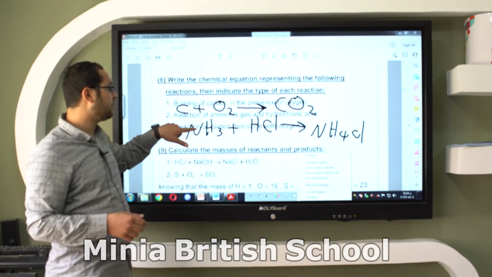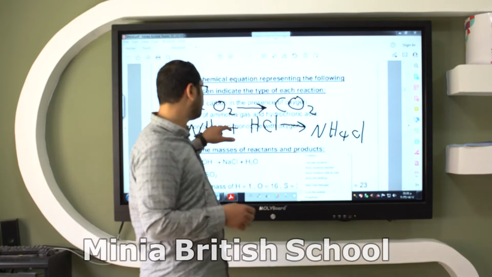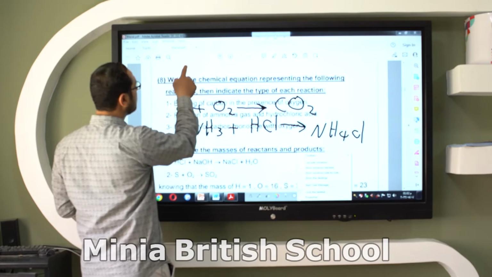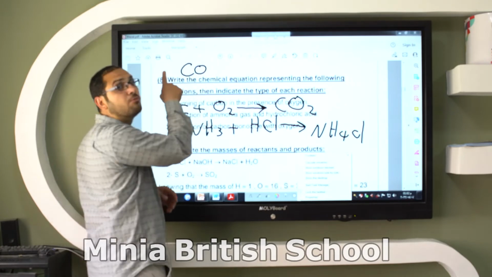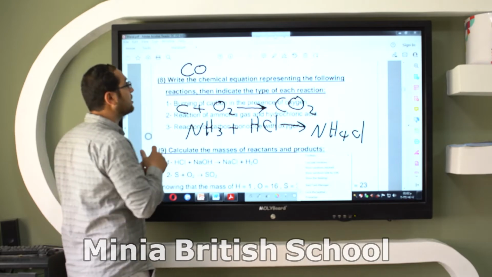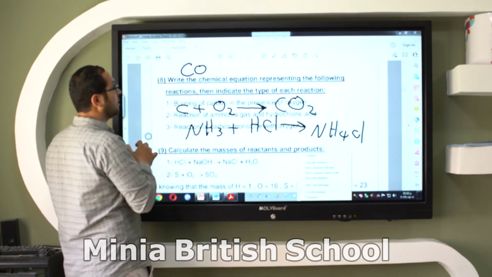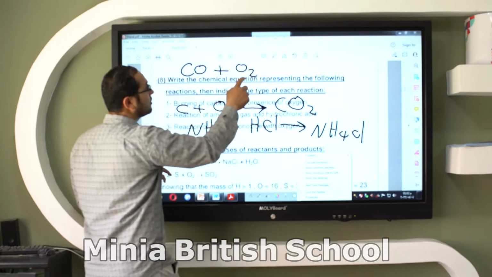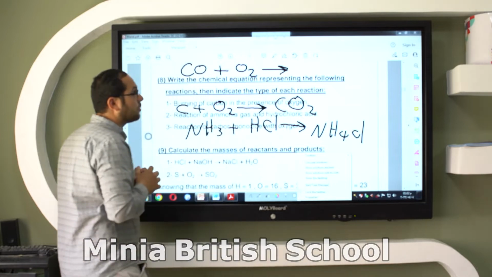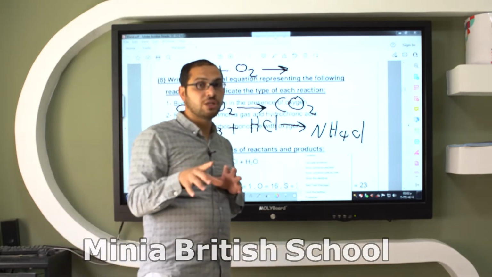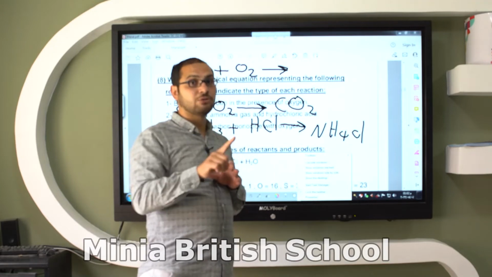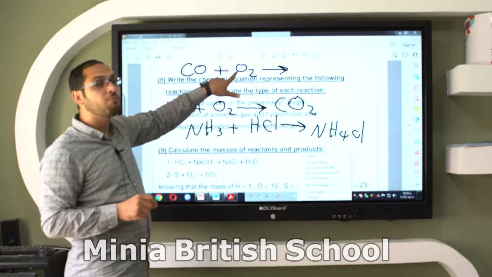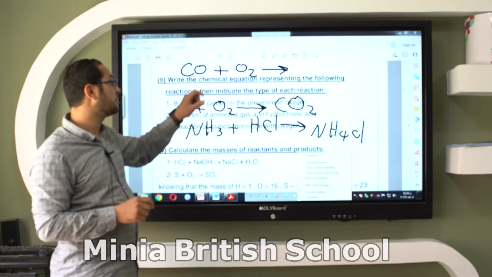Number 3, reaction of carbon monoxide and oxygen. Okay, this is the last equation. CO. This is the carbon monoxide, not dioxide, because we have only one oxygen. So the carbon monoxide reacts with oxygen gas. Don't write the oxygen gas as a single atom, because oxygen gas we must write in the form of a molecule, like this, O2.